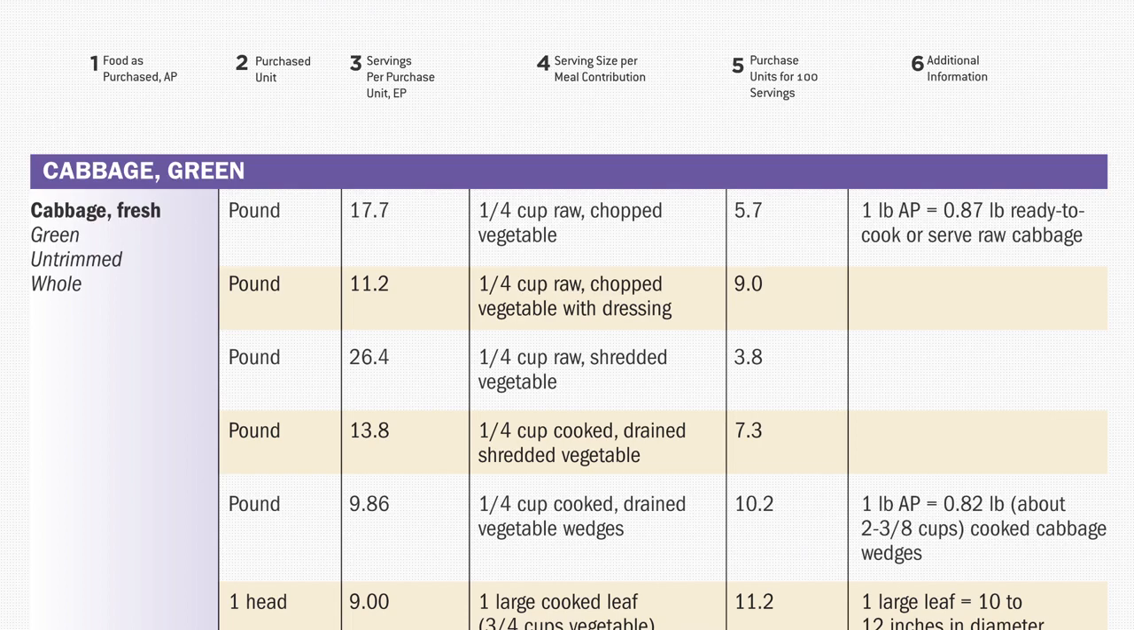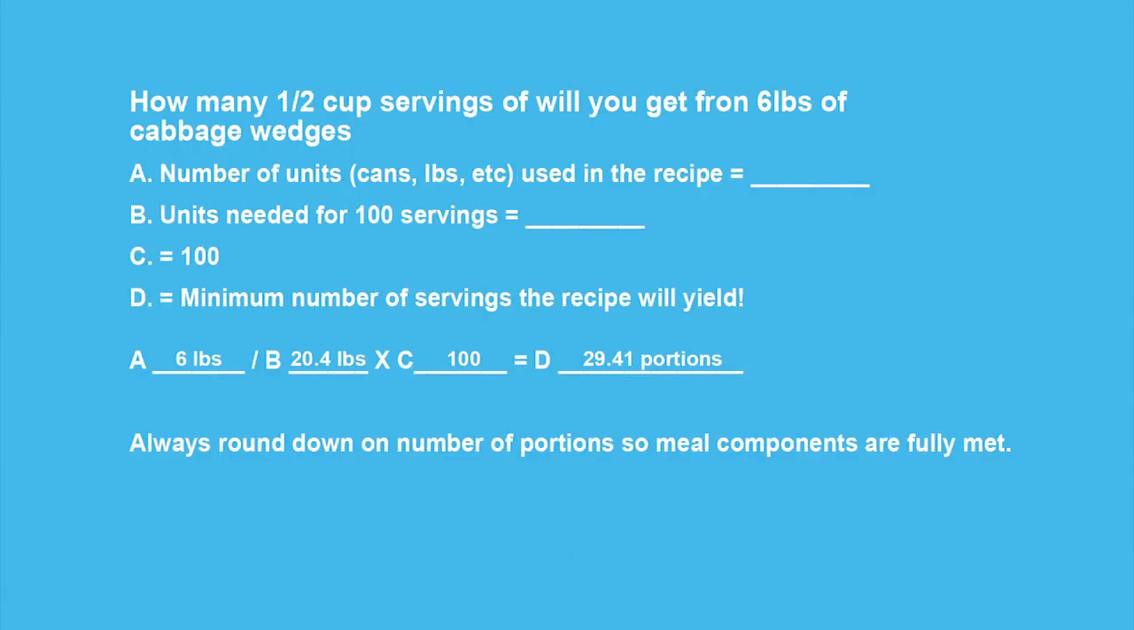You can see in column 4 that the serving size per meal contribution is 1/4 cup. So refer to column 2 to find the purchase unit, which is pound, and to column 5 for the purchase units for 100 servings, which is 10.2 pounds. Since the 10.2 pounds AP is for 1/4 cup portions, you will double the amount needed for half-cup portions to 20.4 pounds. Fill in the blanks and perform the calculations like this.